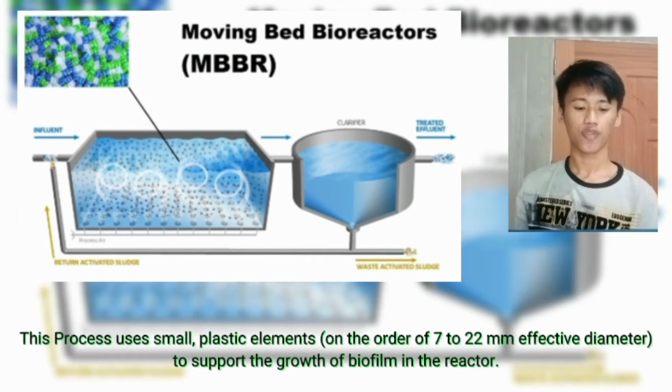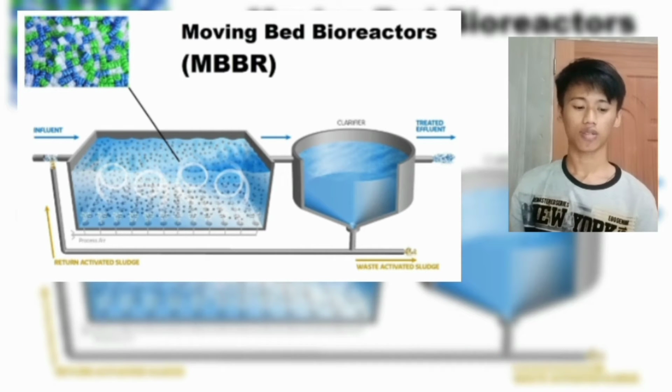Moving Bed Biofilm Reactor, or the MBBR. This process uses small plastic elements on the order of 7 to 22 mm effective diameter to support the growth of biofilm in the reactor. The suspended growth portion of the hybrid is designed as a complete mixed reactor.